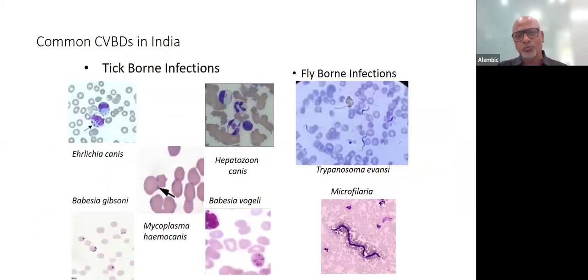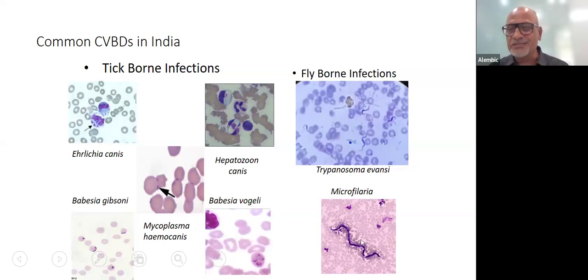Then what should we do? Yeah, before that, these are some of the images as you can see on your screen, right? Here you can see the morula stages of Ehrlichia in the granulocytes. These are Hepatozoon canis, the cigar-shaped organisms you can see in the lymphocyte here. Then here you will see these are the intercellular organisms, and these are trypanosomes. Then here you can see microfilaria.